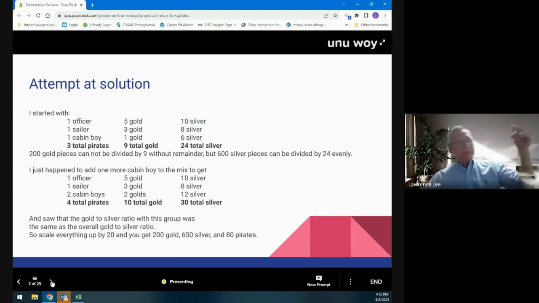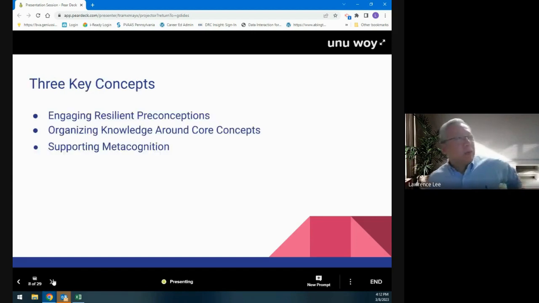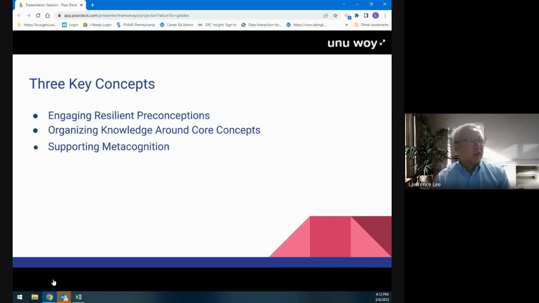But I also like this problem because it involved throwing away what you think and starting from a different point. Getting stuck, walking backwards and saying, let me try it this way. So that's what we're looking at here, and that illustrates the whole concept of how students learn math. 3 key concepts. One of them is called engaging resilient preconceptions. The next one is organizing knowledge around core concepts, and then there's supporting metacognition.